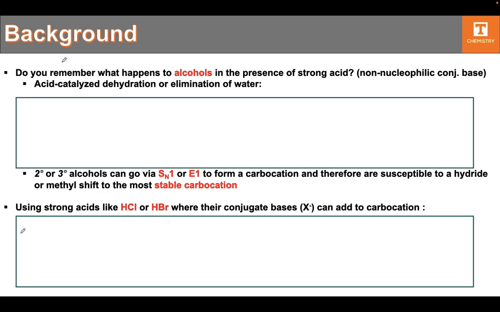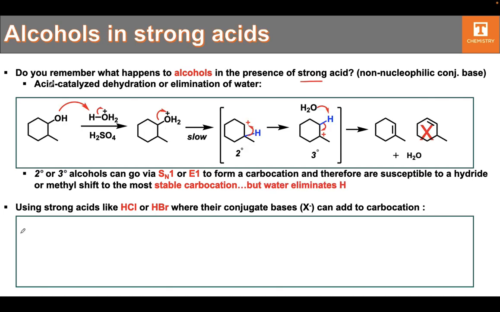Before the reaction, let's take a quick review on what usually occurs when alcohols are in the presence of any strong acid. You will have an acid-catalyzed dehydration, or basically you're eliminating water, which is in this step right here. Pause the video for a bit to look at this mechanism. So in the first step, the alcohol is going to be protonated, so then it can leave as water, which is actually a good leaving group.